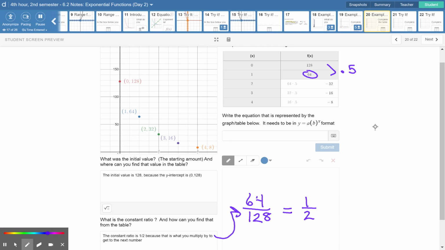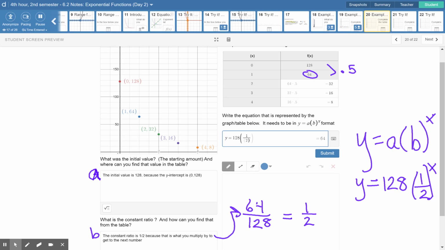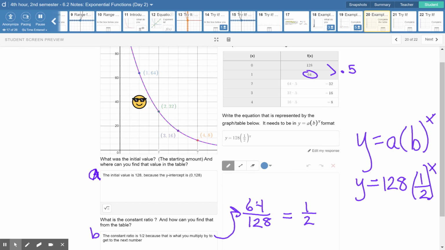Now let's put it all together. Our A value is our starting point. So this is our A value. That's our B value. So our A value we said was 128. We said our B value was 1/2. If you want to write it as a decimal, that's fine. It's going to get you the same answer. So y equals 128 raised to the x power. Goes through everything. We know we did it correctly.